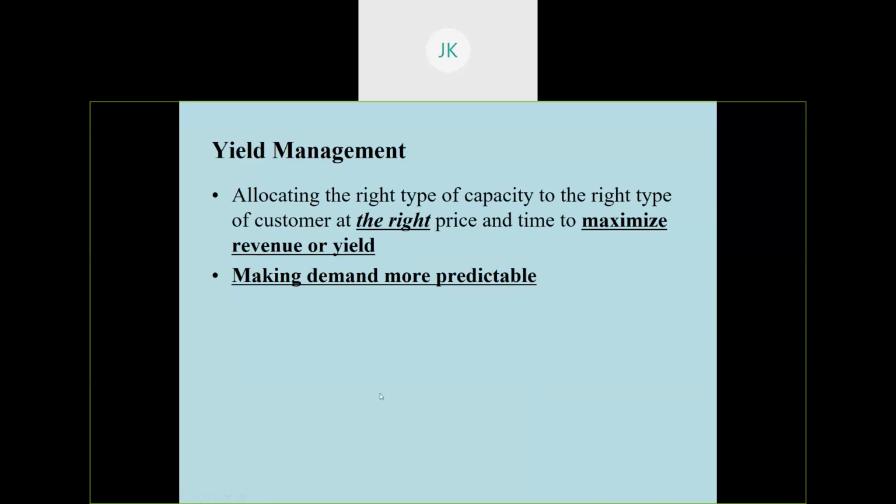An example of yield management is when we go to the movie theater earlier, it's cheaper, and then at regular time it's the regular price. Or sometimes with a hotel, during the weekend the hotel room price is high, but during the weekday maybe the price is low.